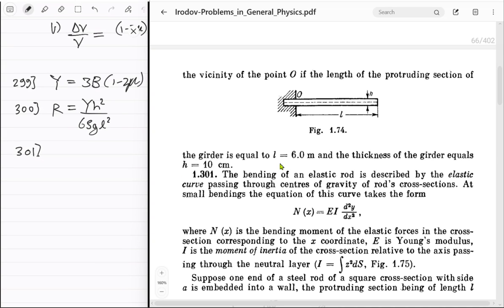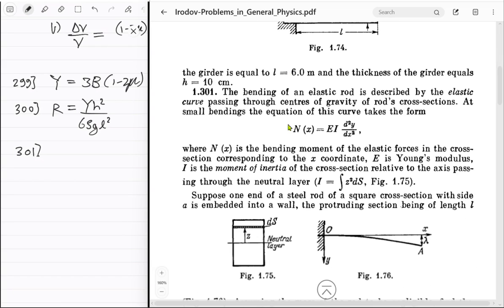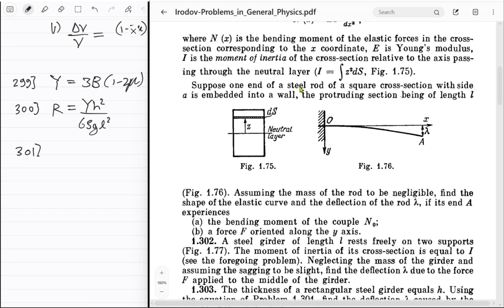Okay. Now let's go to 301. Bending of the elastic curve is given by this expression. At small bendings, the equation of the curve takes this form, where M x is the bending moment of elastic forces in the cross section corresponding to the x coordinate. E is the Young's modulus. I is the moment of inertia of the cross section related to the axis passing through. I know this, all right. Suppose one end of a steel rod of a square cross section with side A is embedded into a wall, the protruding section being this much. Assuming the mass of the rod to be negligible, find the shape of, so this rod is light. Oh, that's a different scenario than this one.